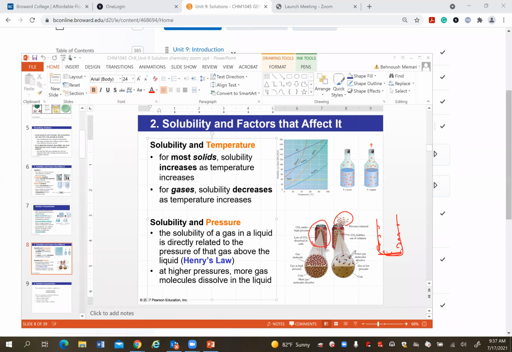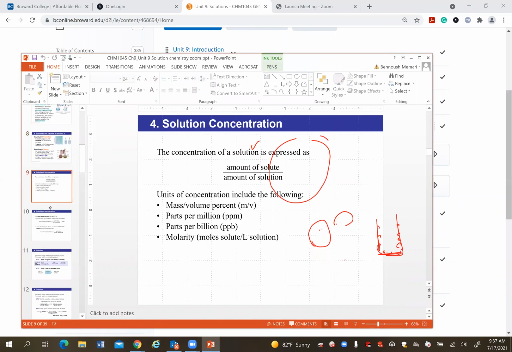So solubility of gas in liquid does not follow the general trend. That trend is often for solid in liquid, but for gas in liquid, the lower the temperature, the more gas would be dissolved. And the higher the pressure, the more gas would be dissolved. Okay. To have an exact number, we have to have a unit for our concentration that is going to express the exact amount of the solute in the solution.